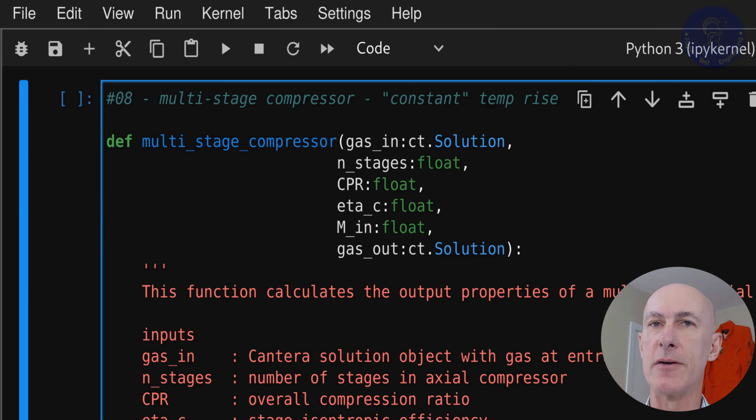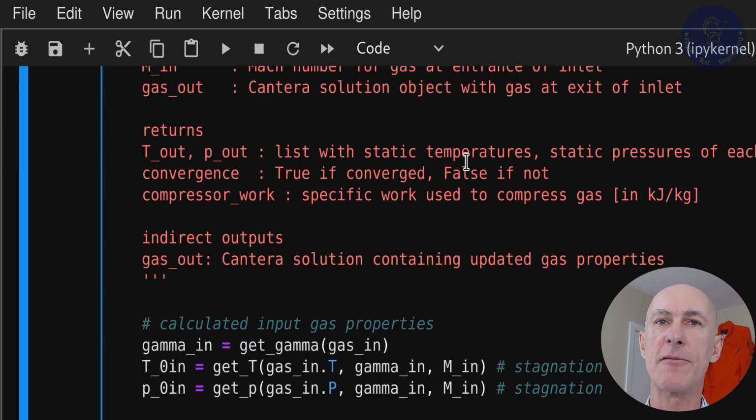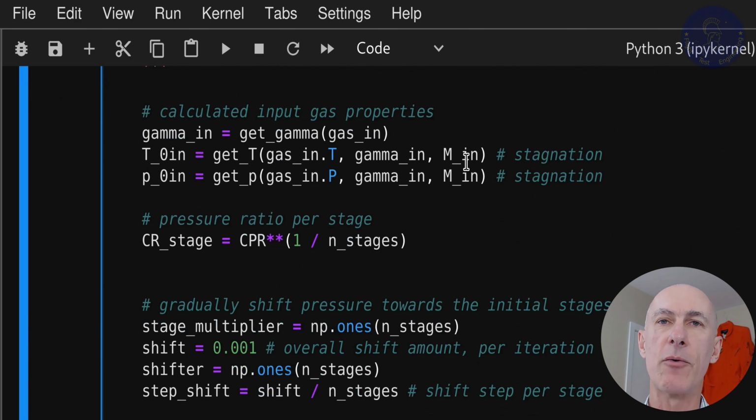Okay, first things first, we need to calculate the input gas property. So just like we did again on the inlet, we calculate the gamma in and store it on this variable. And we calculate the stagnation temperature and stagnation pressure of the gas going in, given the input gas temperature and static pressures, the gamma that we just calculated, and the Mach number going in.